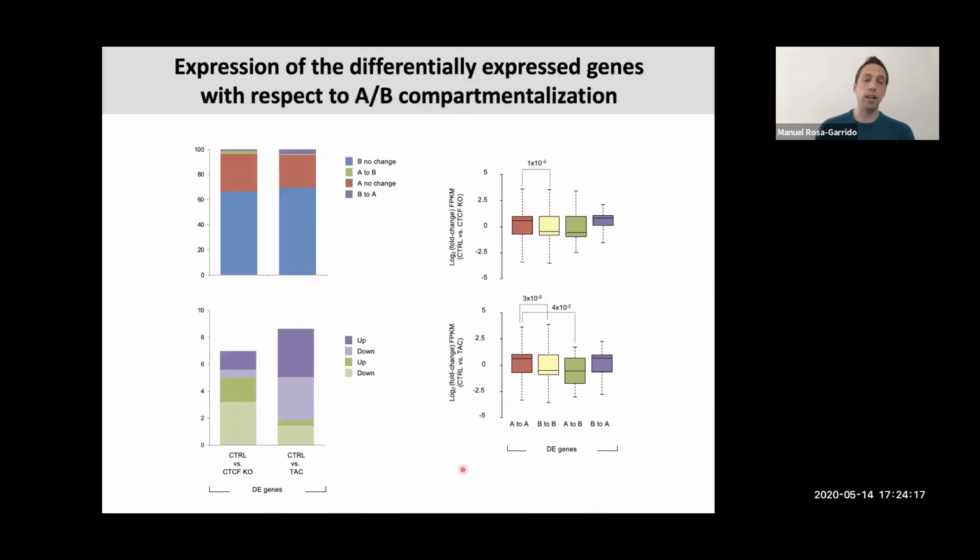So when we studied AB compartmentalization in a global manner, what we found is that this feature is very stable. Okay, only 5% of the genome was able to move from one compartment to another. But the correlation between AB compartmentalization and gene expression was very good. Okay, that's what I'm showing you here. After inducing heart failure by depleting CTCF or performing TAC, the genes that end up in an A compartment tend to be upregulated, and the genes that end up in a B compartment tend to be downregulated. Okay.